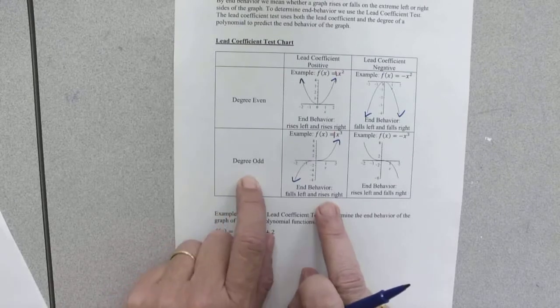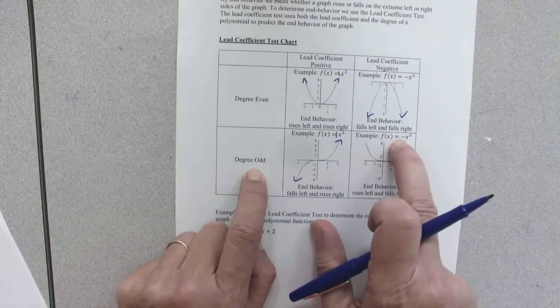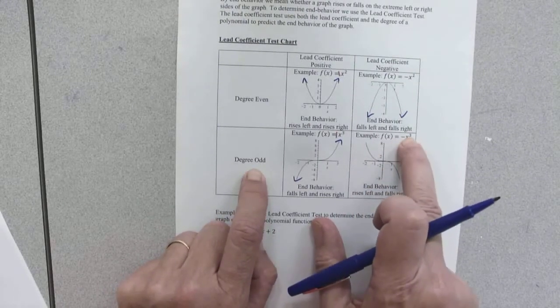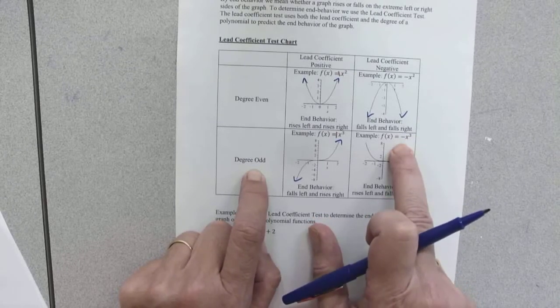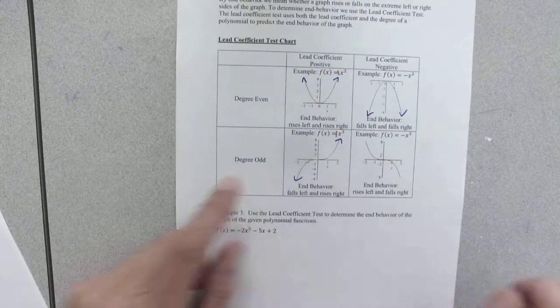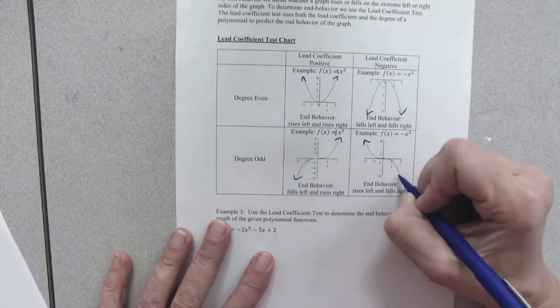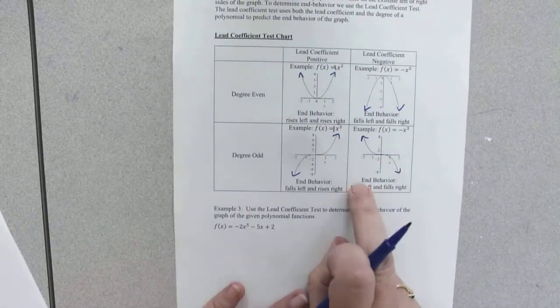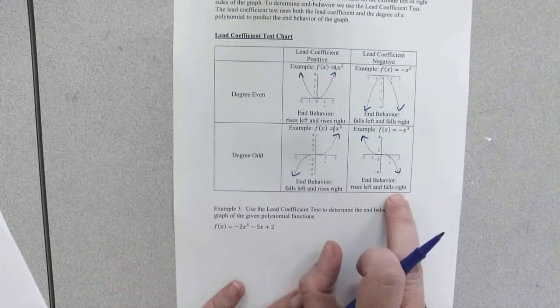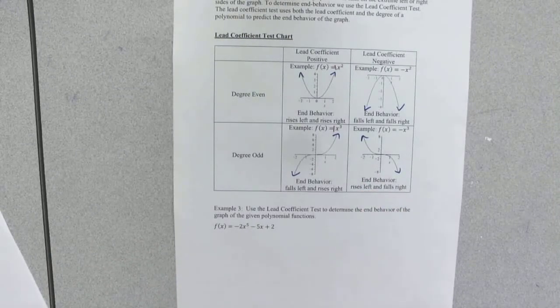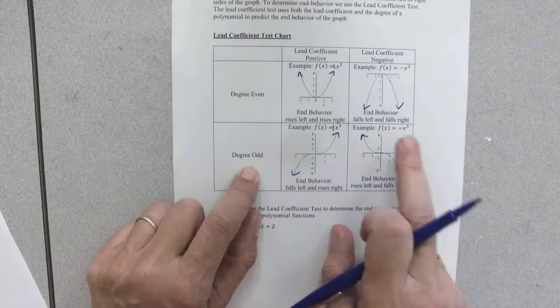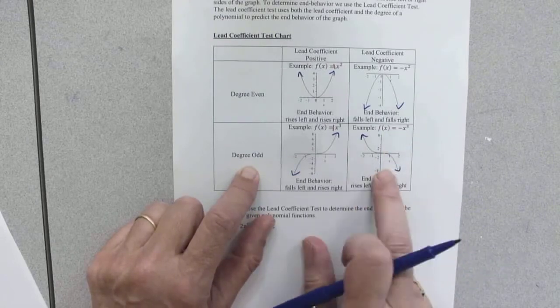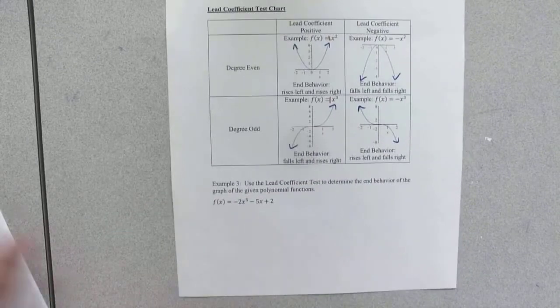Then my last option, degree odd, lead coefficient negative. So there's my odd degree, 3, lead coefficient -1, negative. So negative coefficient, odd degree. There's what a little example graph would look like, and that rises left, falls right. So again, it's saying that every polynomial function that falls in this category of an odd degree and a negative lead coefficient will have this end behavior.